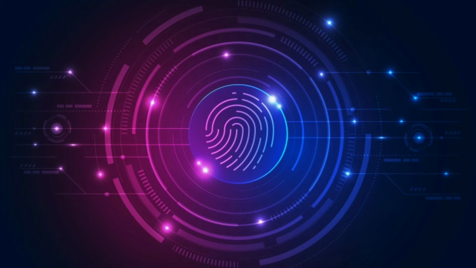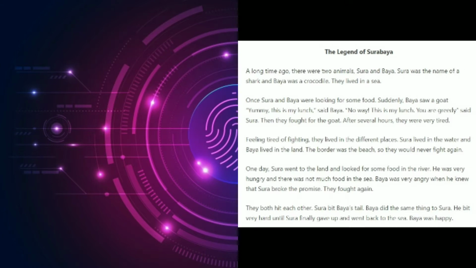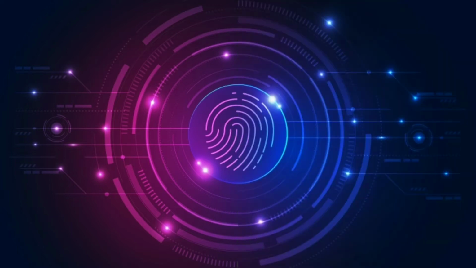Okay, for further understanding about narrative text, I will give you an example. Here we are. The example of this narrative text today is The Legend of Surabaya. Here we have 5 paragraphs. Paragraph 1, paragraph 2, paragraph 3, paragraph 4, and paragraph 5. Let's read the first paragraph first.